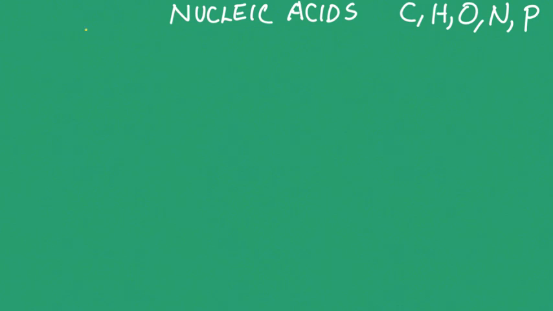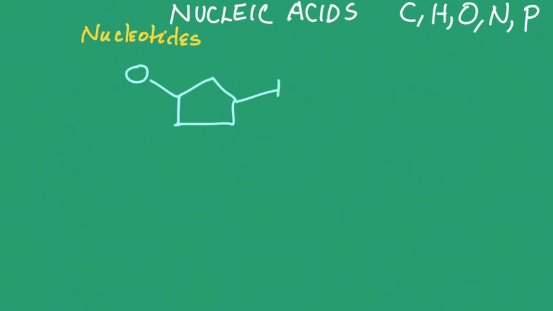The fourth class of biological macromolecules are nucleic acids. The nucleic acids are made up of carbon, hydrogen, oxygen, nitrogen, and phosphorus. The building blocks of nucleic acids are nucleotides. Each nucleotide is made up of a phosphate, a sugar, and a base.